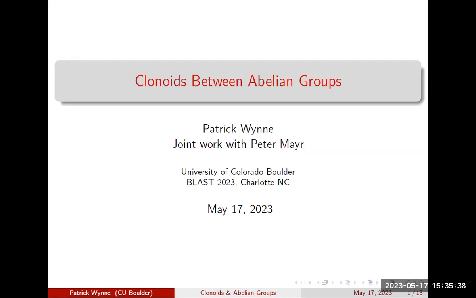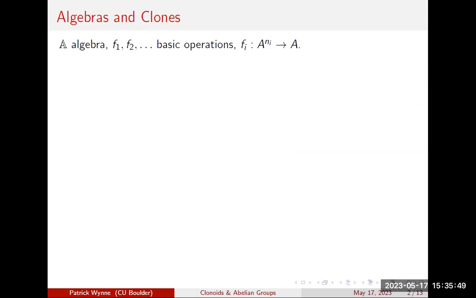Today I'm going to talk about something called clonoids. If you've heard of a clone before, then you may think there's some connection between clones and clonoids. Of course there is. So first, what is a clone?